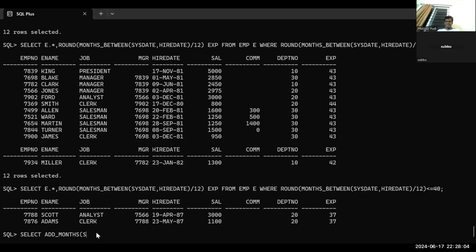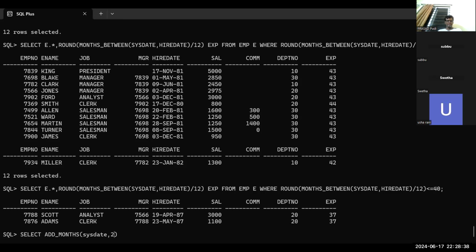Next one is add months. We can add months to any date. The syntax is the date, comma, and then give any number.